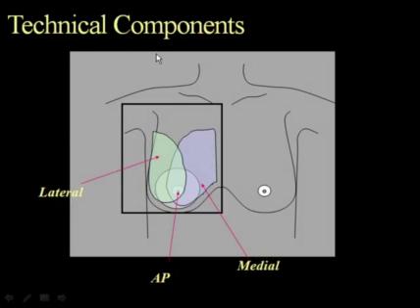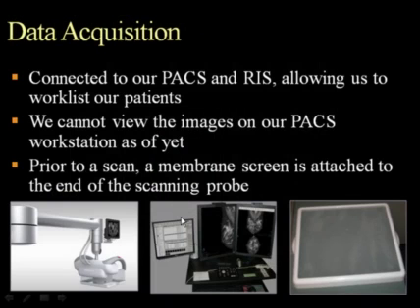The technical components are, we obtain a lateral view, an AP or frontal view, and also a medial view. Why do we have to do 3 views per breast? Sometimes in small breasted patients, you may not need the medial view, but in most patients, to make sure that you don't miss any lateral tissue or axillary tail tissue or the far medial tissue, you probably do need the 3 views per patient, per breast.